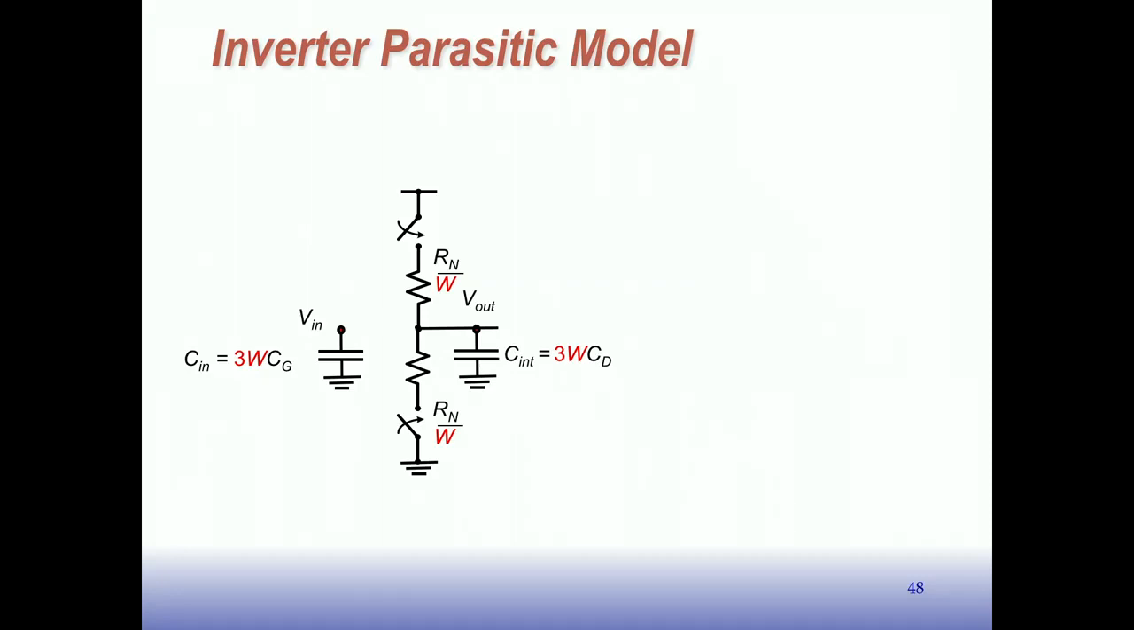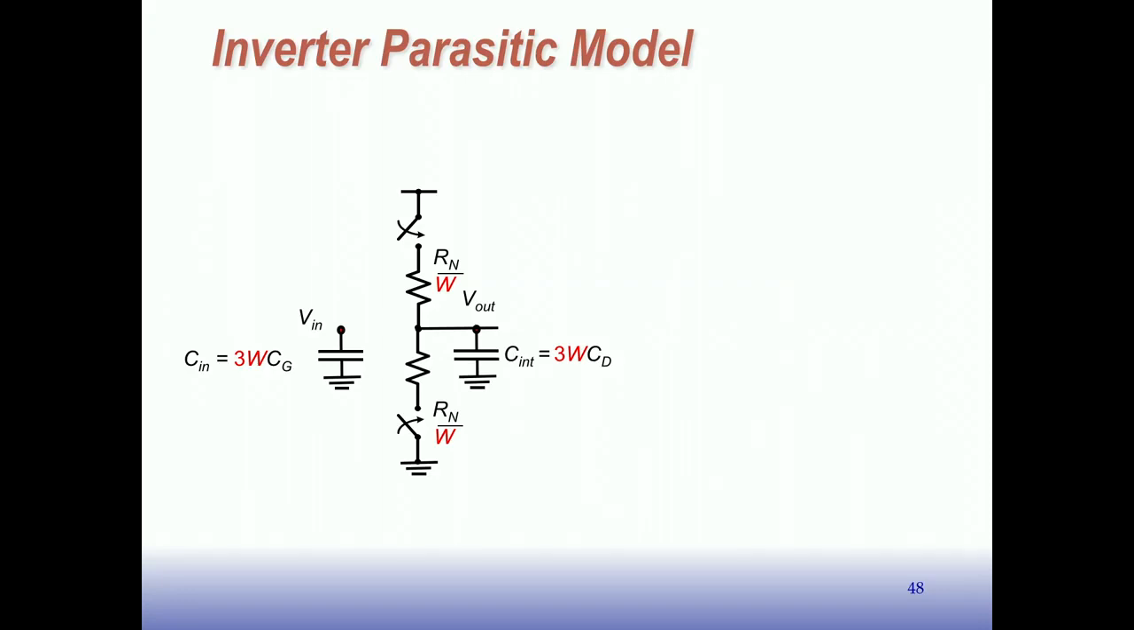This internal capacitance comes about because when the transistors are laid out, there's a region for, in this case, the two drain regions of the N-type transistor and the P-type transistor. Those drain regions have some capacitance. Right? So that's what we mean by internal capacitance.